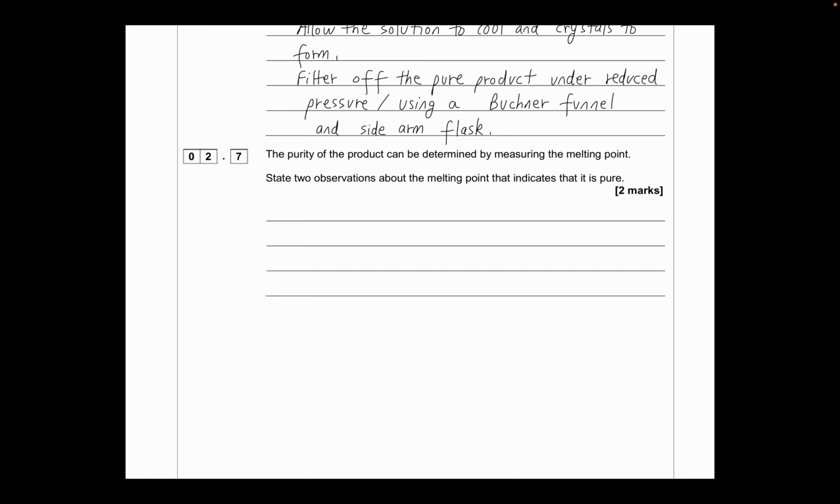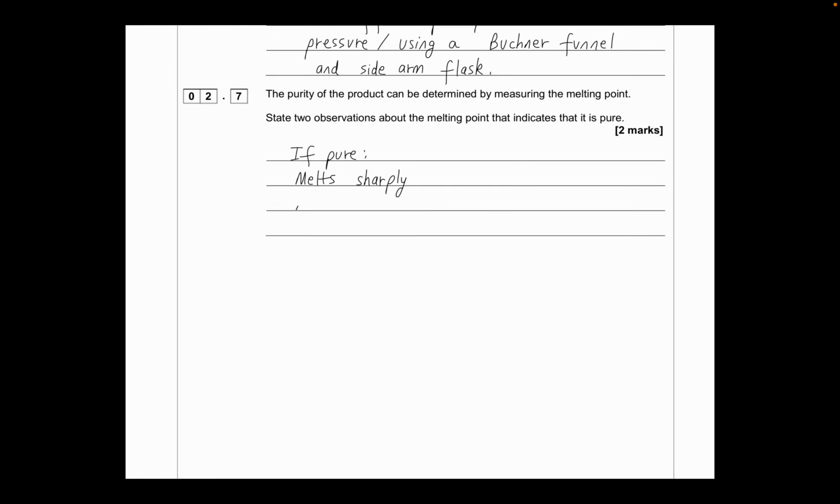Purity of the product can be determined by measuring the melting point. State 2 observations about the melting point that indicate that it's pure. If it's pure, it will melt sharply. That's one keyword, that it melts sharply. On top of that, you can also write that it agrees with the data book value.